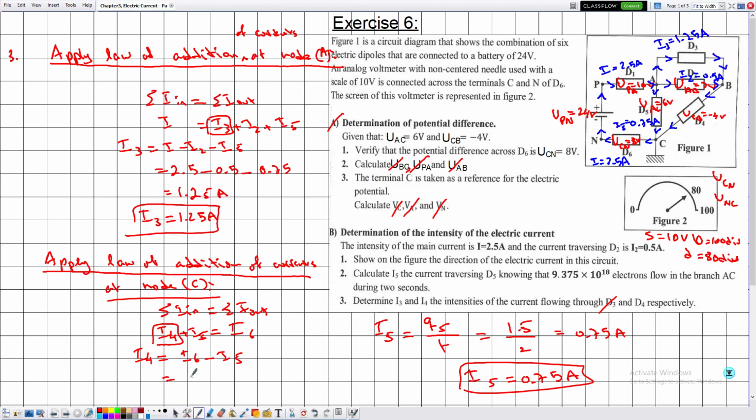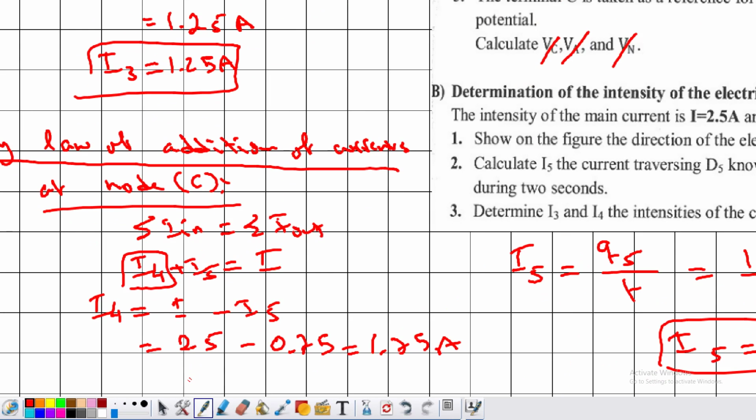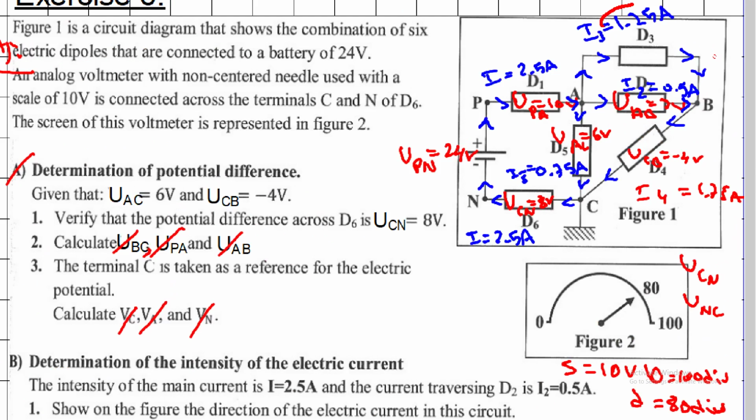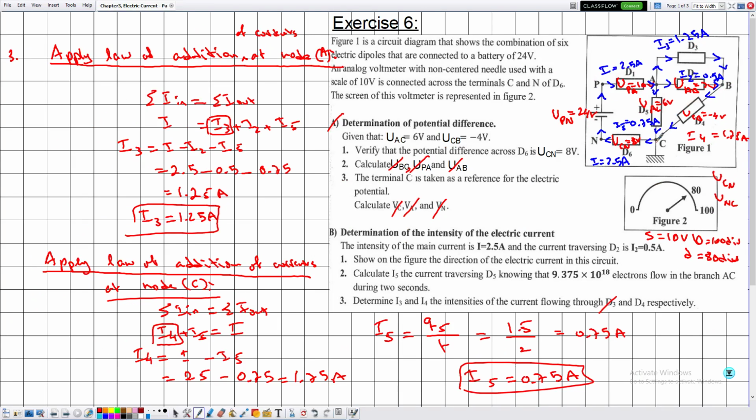So the value of I6, which is I, is 2.5 minus I5, which is 0.75. So this is equal to 1.75 amperes, right? So the value of I4 is equal to 1.75. And you can double check here that this current added with this current will give us 1.75 amperes. Then this is it for this exercise.